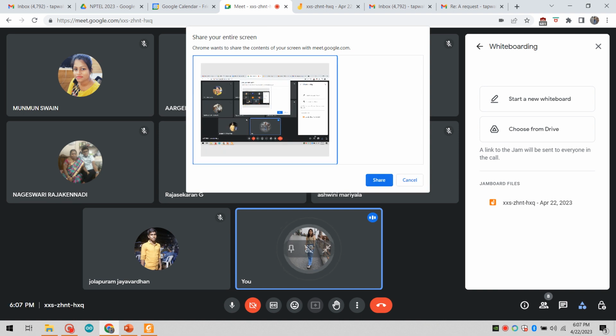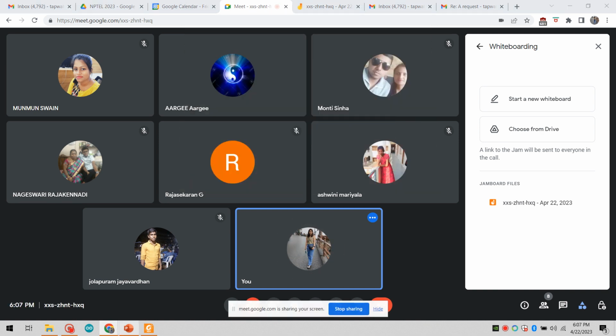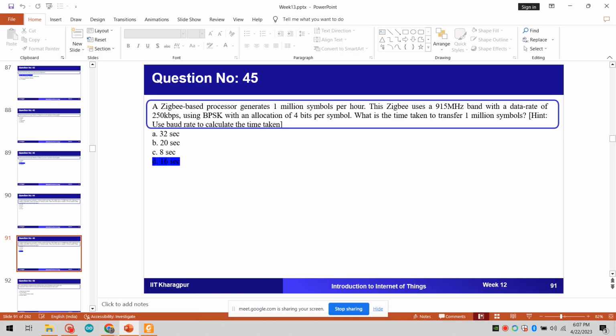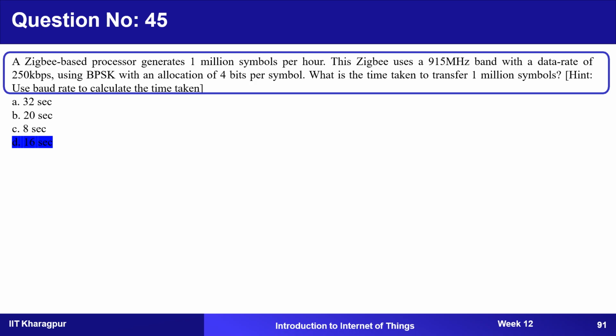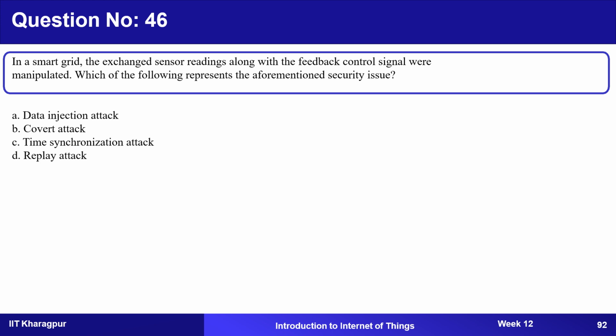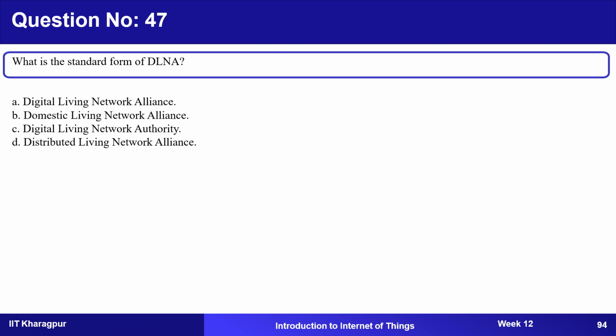So I'm again resharing my screen. So yeah, this question is clear. The next question we have discussed already. The next question is: what is the standard form of DLNA? Options are Digital Living Network Alliance, Domestic Living Network Alliance, Digital Living Network Authority, Distributed Living.